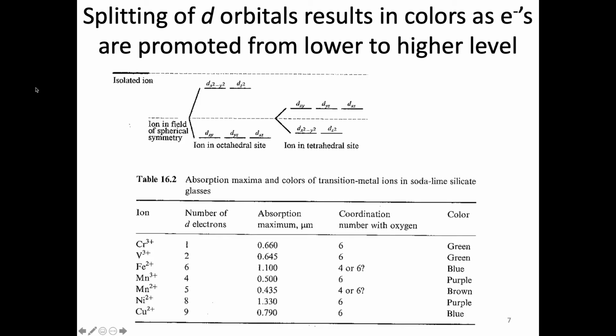So we're going to look at how it is isolated, how it would be if we had a perfect spherical symmetry around it, which we don't see in these cases, and then compare it to what it would be like in octahedral and tetrahedral sites. This brings together a lot of concepts we've talked about through the semester, why we looked at the electronic band structure and so forth. It was to get us to be able to understand this.